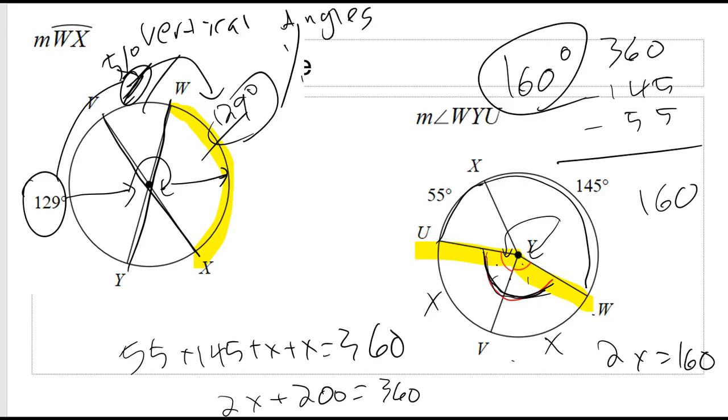I got 160 because I took 360 minus 200, and I divided by 2, and I got x equals 80, which tells me that this is 80, and that's 80. Well, if that's 80 and that's 80, if I need to know the whole thing, just add them together, 80 plus 80 is still 160. So I showed you two ways to do this problem, guys. You're going to see a lot of problems that are going to be solved by multiple ways. You're going to have to get around that.